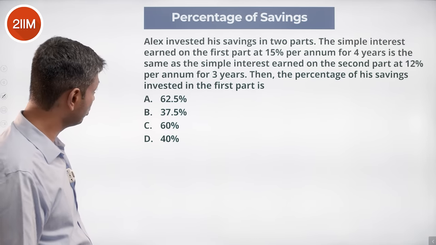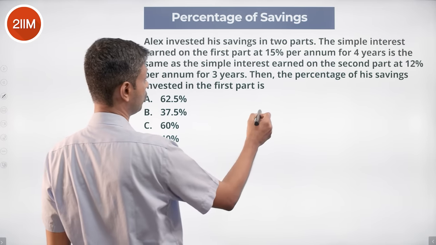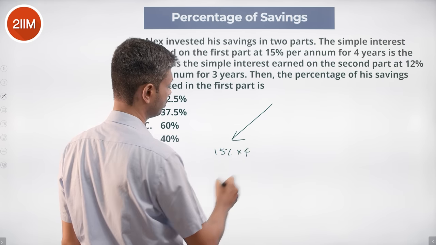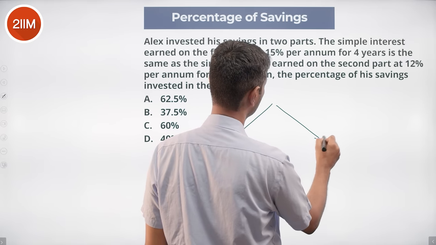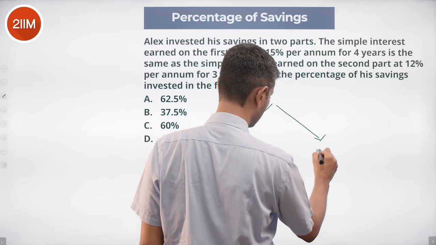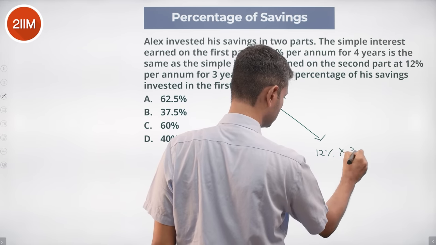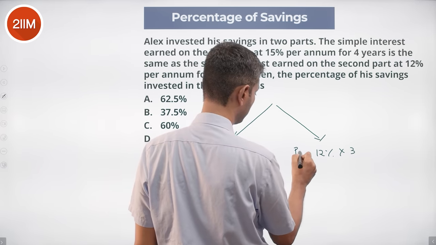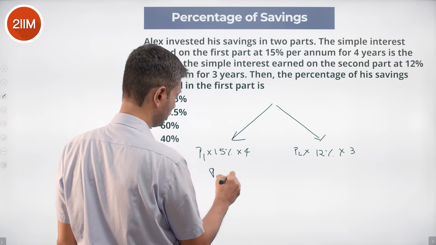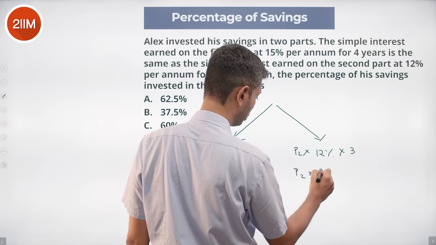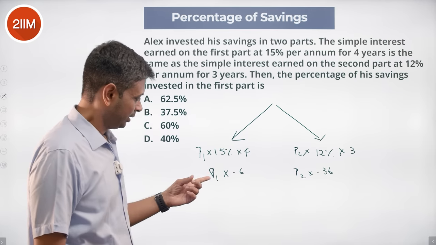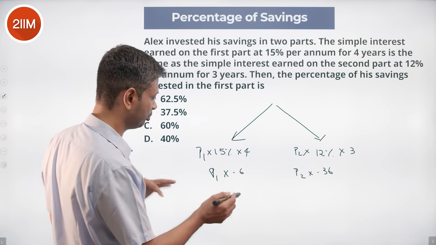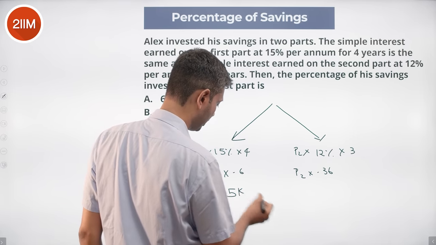Alex invested in two parts, so simple interest earned on the first part at 15% per annum for 4 years is the same as simple interest earned on the second part at 12% for 3 years. So this principal 1 into this equals principal 2 into this. P1 into 0.6 is P2 into 0.36. This into 60 is that into 36. This into 5 is that into 3, the ratio of the principals. This 5 is to 3. 5K and 3K.